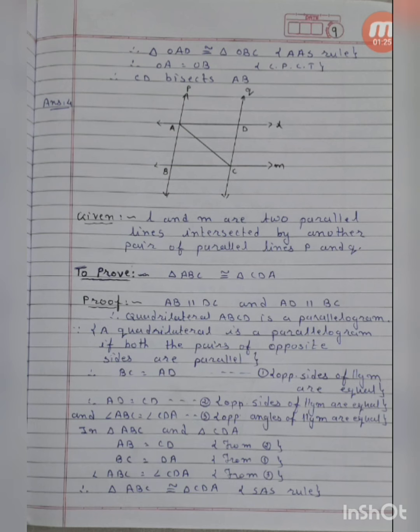So we can write now in triangle ABC and triangle CDA, AB is equal to CD from 2, BC is equal to DA from 1, and angle ABC is equal to angle CDA from 3. We can write triangle ABC congruent to triangle CDA by side angle side rule.